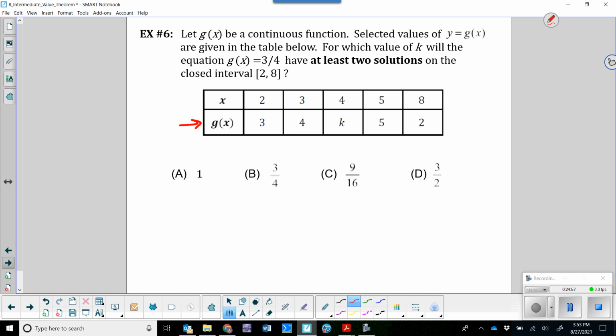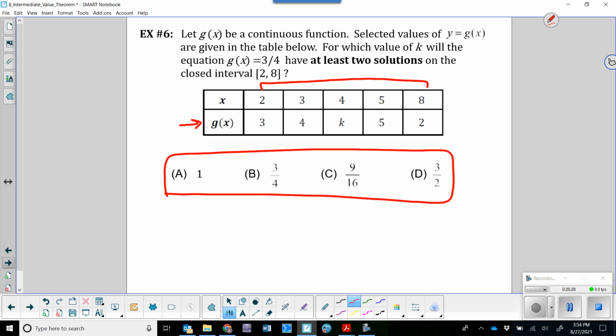For what value of k will the equation g of x equals 3/4 have at least two solutions on the closed interval from 2 to 8? So again, going from this interval 2 to 8, when will you have g of x equal 3/4? Okay, so what value of k would give me 2 times when I would get that answer? Okay, these are my choices right here. This is multiple choice, so we're going to figure it out.